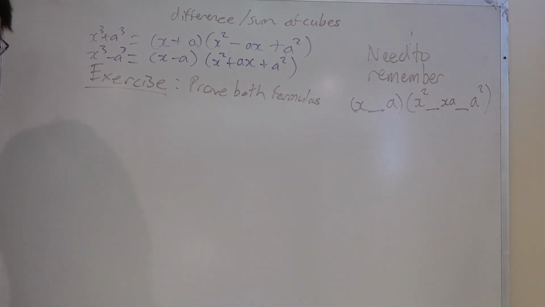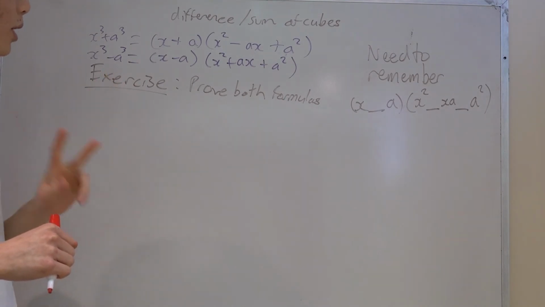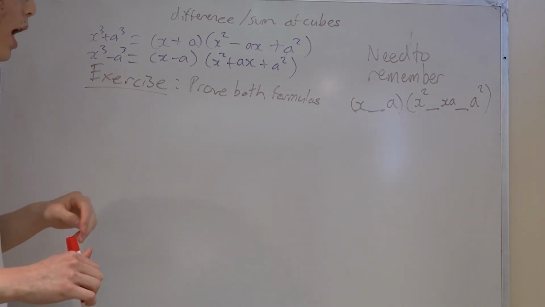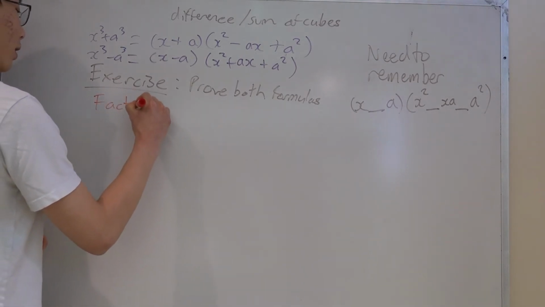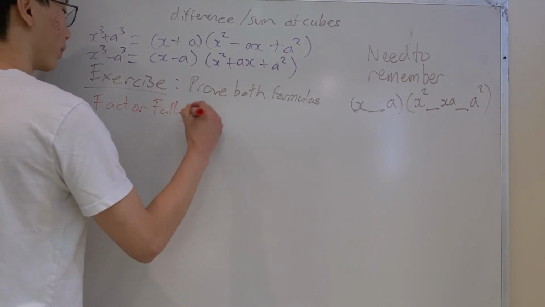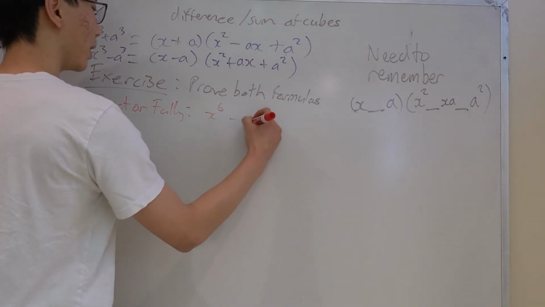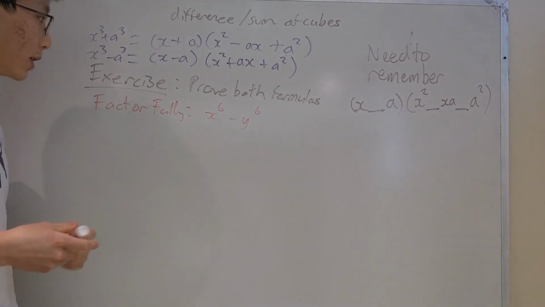now it's time to actually put these into practice. So here are two illuminating examples that will be very useful and are actually quite tricky. Okay, the exercise is to factor fully again. So we're going to factor fully x to the 6 minus y to the 6. Now let me tell you why this is a good exercise.